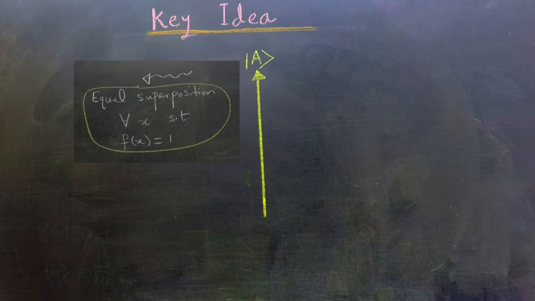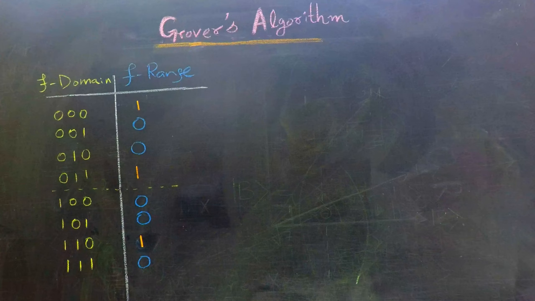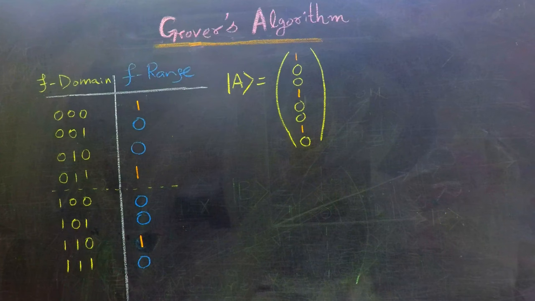To better understand ket A, let's consider an example. In this example, we have 8 different inputs. Out of these inputs, only 3 inputs yield a true output, while the remaining inputs yield false. Each location in ket A corresponds to an input. For example, the 0th location corresponds to input 000, the 1st location corresponds to input 001, and so on. In ket A, we assign 1 to the locations where the corresponding input yields true, and 0 to the rest of the locations. Finally, we normalize this vector. That's it. This represents our ket A.